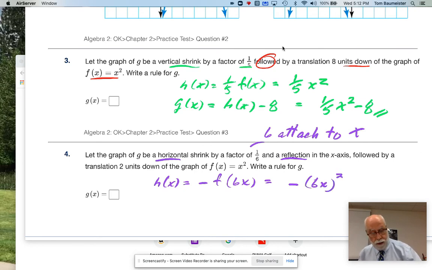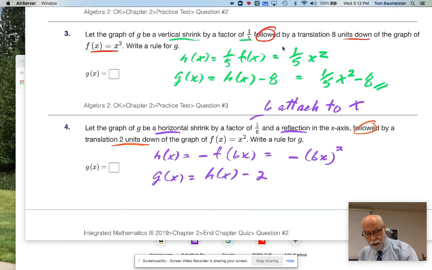Then we're going to follow that by, again, there's that word followed by, 2 units down. So we're going to say g of x is going to be h of x, and minus 2, so it's on the outside. So we would say that is negative 6x squared minus 2. That's your g of x.